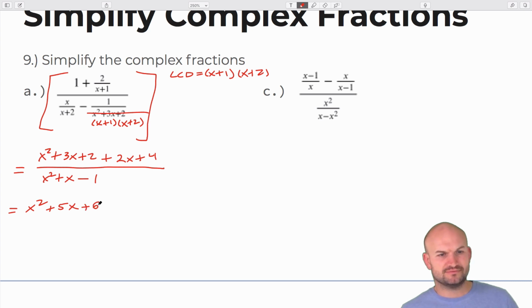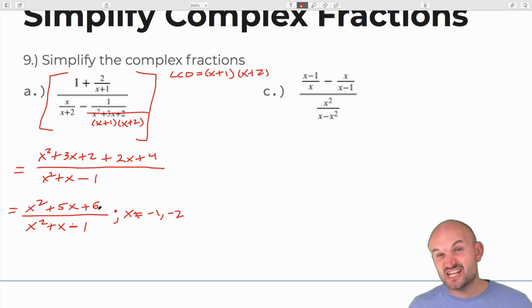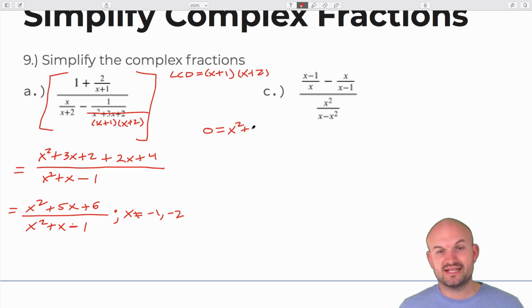And then plus 6. Now the interesting thing here is, again, I recognize something that is non-factorable. But I don't want to just say, oh, I'm not going to worry about these restrictions. What I'm going to want to do is go back to my original problem and say that x cannot equal negative 1 and negative 2. But now to actually go and solve these restrictions, I'm going to set this equal to 0, because I don't want any number that's going to make this 0.